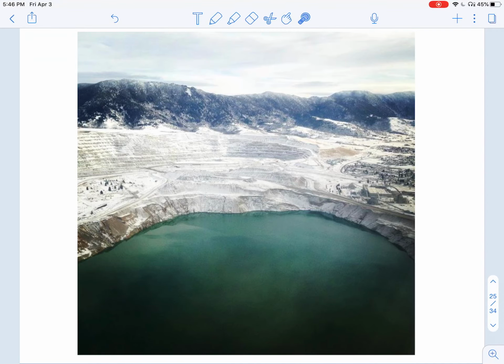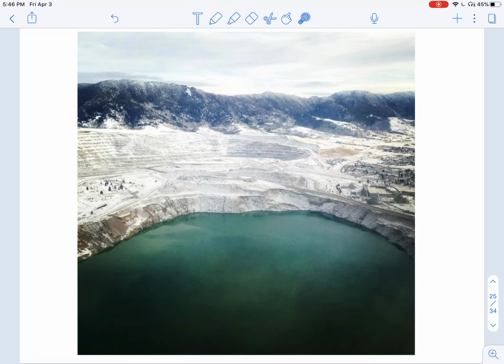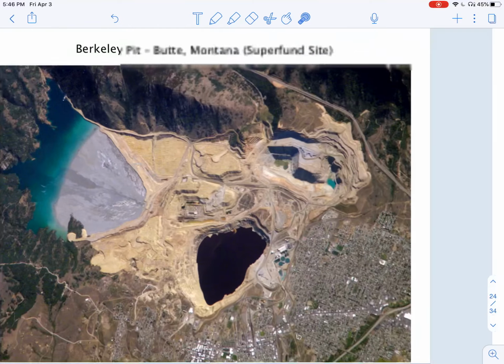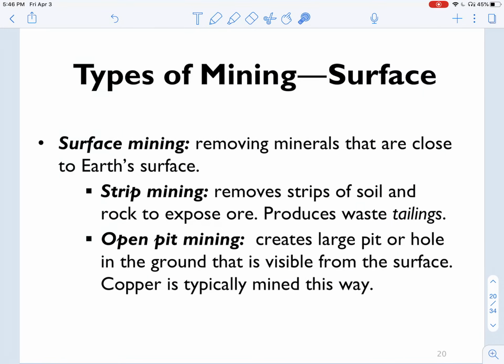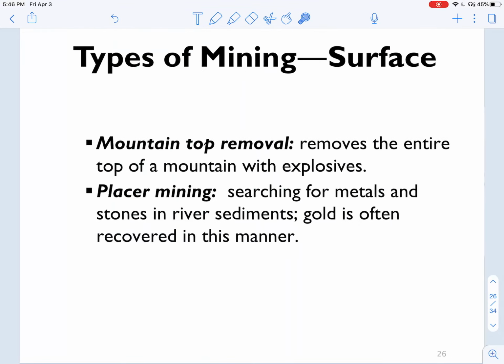Big problems when they fill up with water and they just sit there and they can leach into your water system. So those were, let's see, what did we just go through? We went through strip mining, so removing the surface, and open pit mining, kind of digging straight down to the holes. These are the two types of surface mining. And then there's also mountaintop removal. This is another type of surface mining. You're literally taking chunks of mountains apart with explosives.